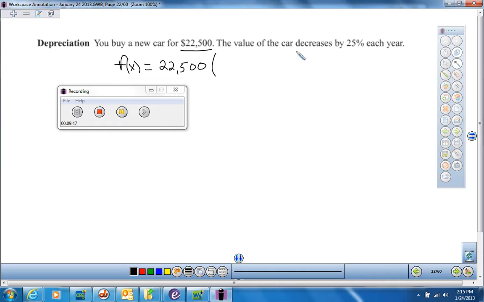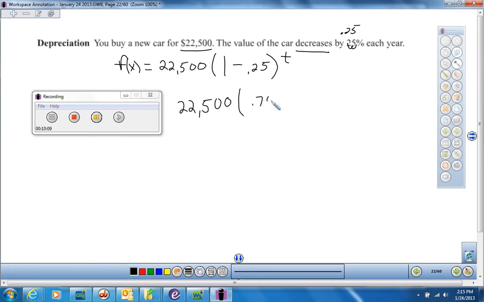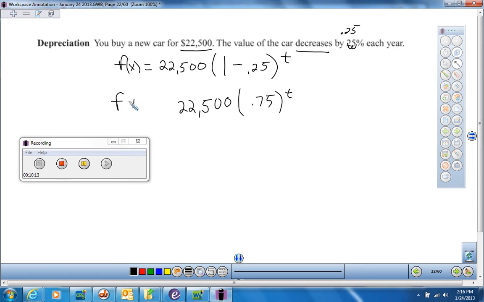Now we're decreasing, so we'll end up subtracting, 1 minus whatever. So here it's 25%, so we're going to use 0.25. So we'll have 1 minus 0.25 to the t power. Now with this, we end up with 22,500 times 0.75 to the t power as our function. It would model the depreciation here.